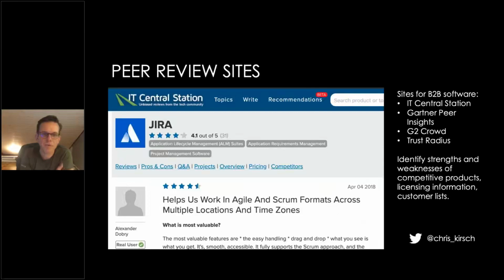And then finally, peer review sites. Peer review sites are really, really helpful to figure out not only who your competitors' customers are, but also how they're doing, right? Like what's identified as a weakness and as a strength. And the 4 sites I recommend there are IT Central Station, Gartner Peer Insights, G2 Crowd, and TrustRadius. All of those are really good if you're selling B2B software.